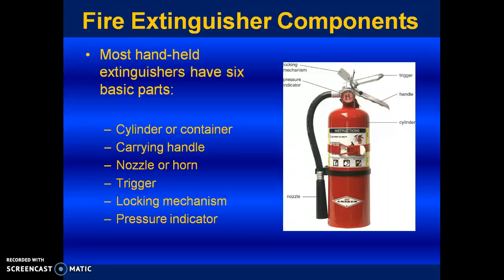You're going to have your trigger system, your locking mechanism, and your pressure indicator. As we all know, the pressure indicator is going to be in the green in order for the use of the extinguisher. If the pressure is below the green or above the green, it may not have adequate use for the extinguisher.